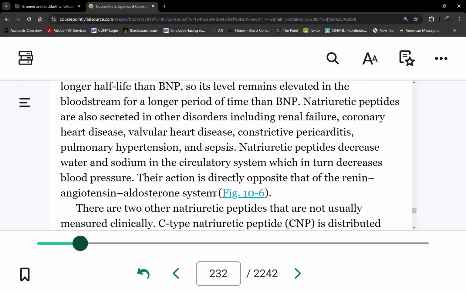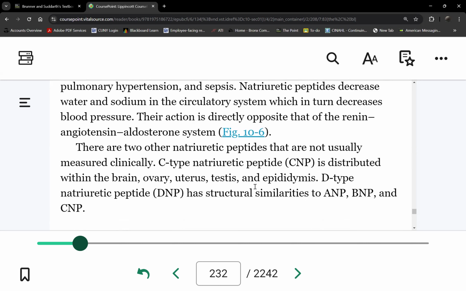Is that diuresis? Yes. So the effects of BNP are diuresis and vasodilation. Whereas the effect of renin-angiotensin is increased blood pressure, vasoconstriction, sodium and water retention, and increased blood volume. Any question on these two?